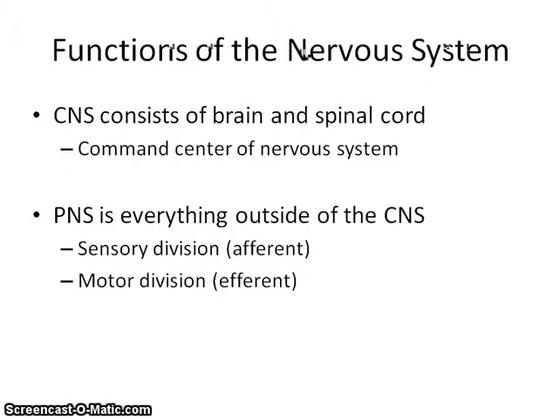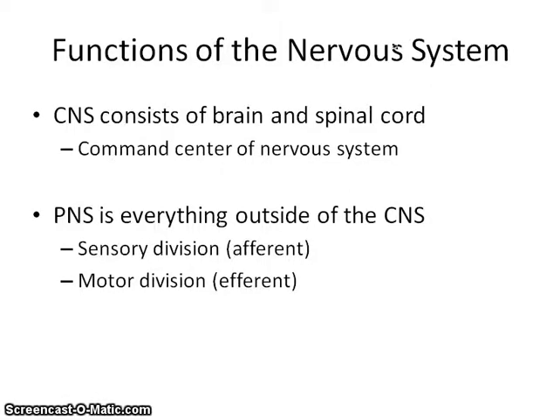Alright, so first of all, the CNS is the central nervous system. That just contains the main brain and spinal cord. The PNS, the peripheral nervous system, is everything else. So all the nerves that go out into your organs, your limbs, your toes and your fingers, that's all peripheral nervous system. We can divide the PNS into two different categories.